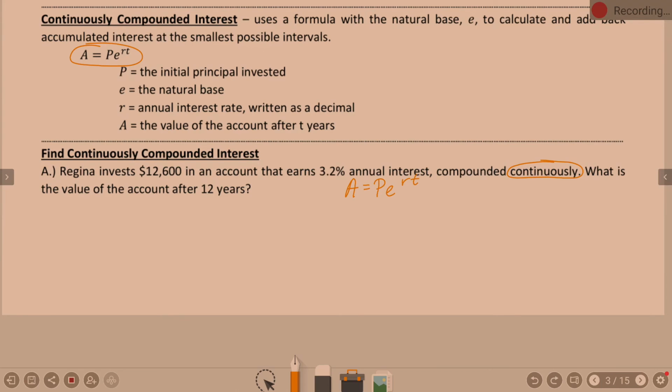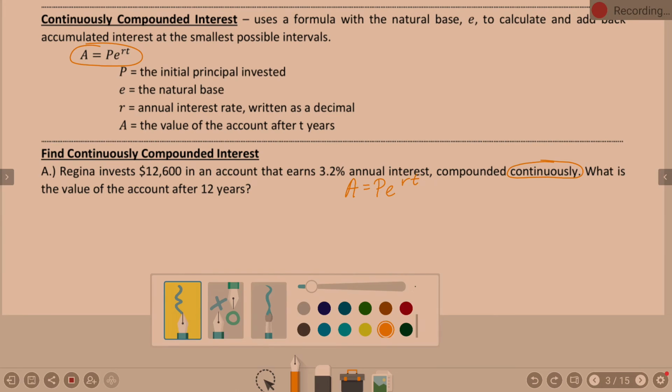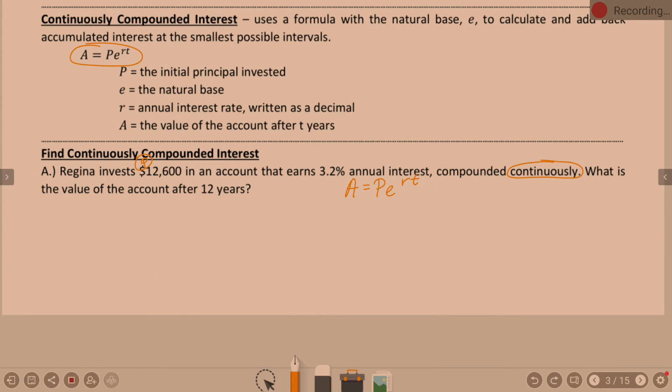Now, what information do we have? P is 12,600. That's my principal. What else do we know? What is r this time? 0.032. You move that decimal two left, 0.032. Yes, you need to keep the 32 in there, not just the 3. Continuously tells me what formula to use. It says, oh, hey, compounded continuously, we're going to use this formula. What is the value of the account after 12 years? 12 is my t.